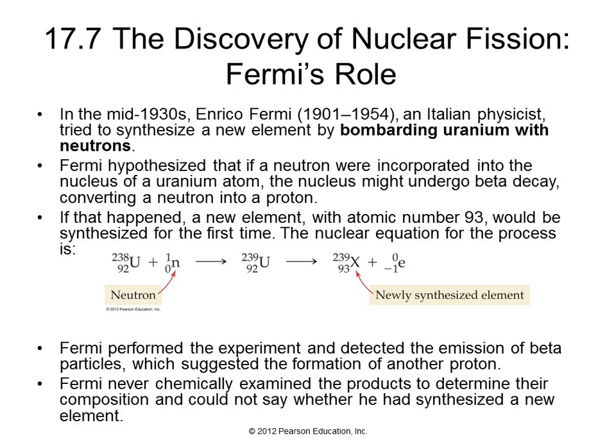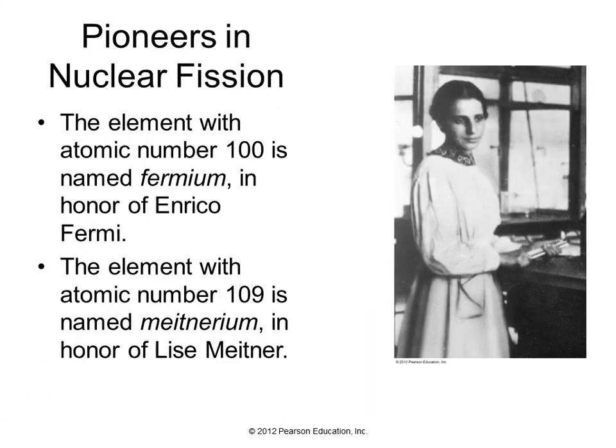Okay, I'm not going to test you on this part at all, but it's just kind of interesting because we've all heard of nuclear weapons, right? Atomic bombs and hydrogen bombs. So way back in the 1930s, Enrico Fermi was trying to synthesize a new element by bombarding uranium with neutrons. But he did create a new element, and we named that one fermium in honor of him.